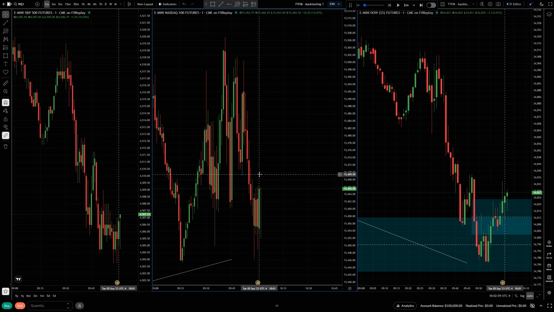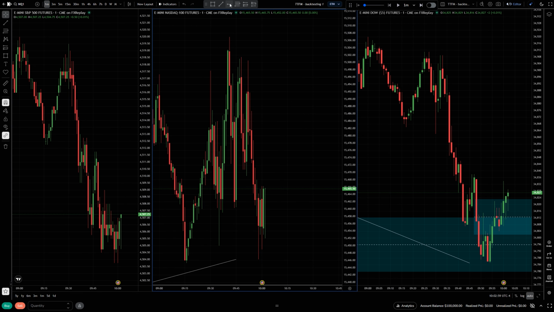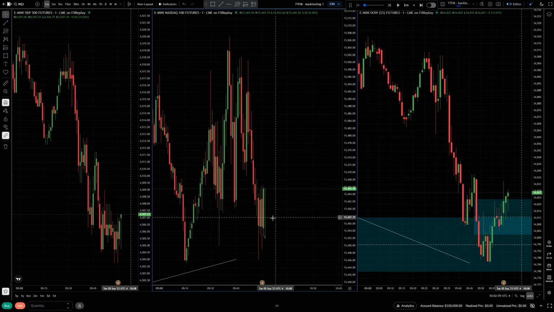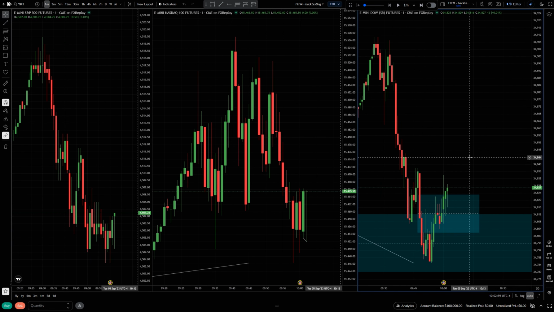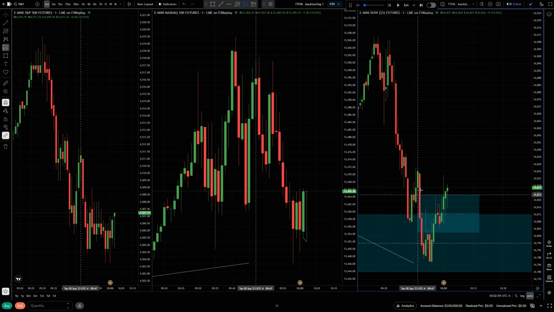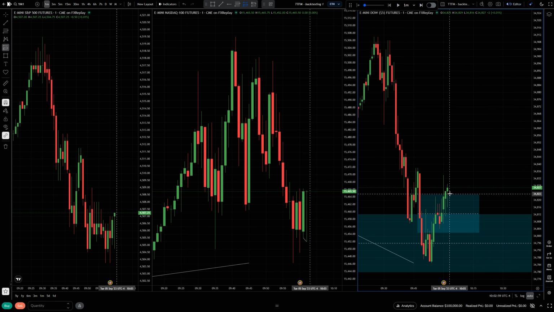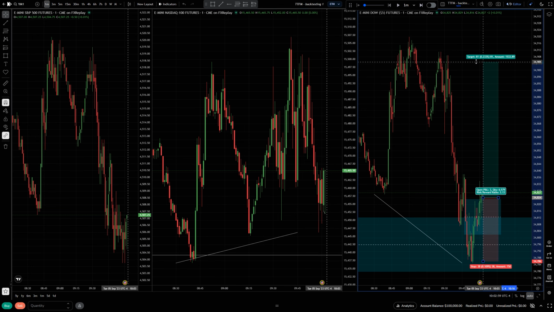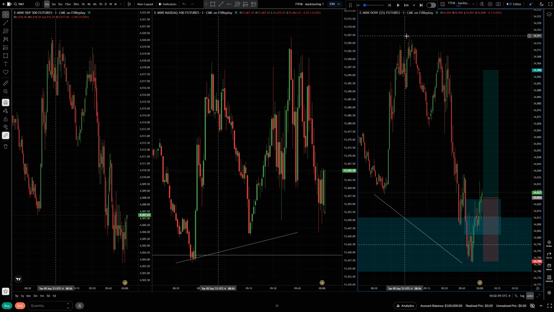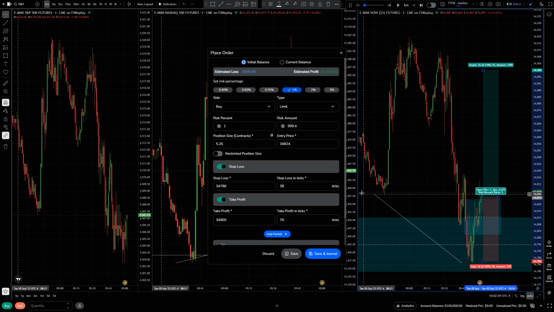Do we have any more confluences? We have this small SMT like this, where you can see that YM is overall the strongest asset. So you could possibly take this retest here with your stop on the low and target to these highs. So like this.